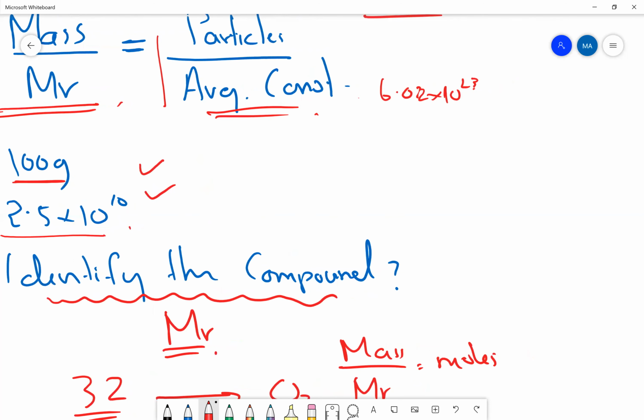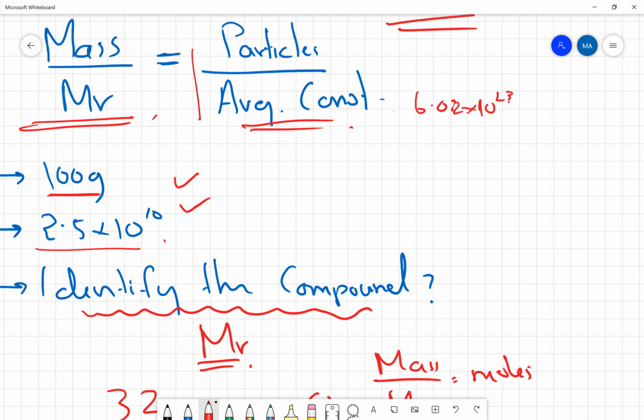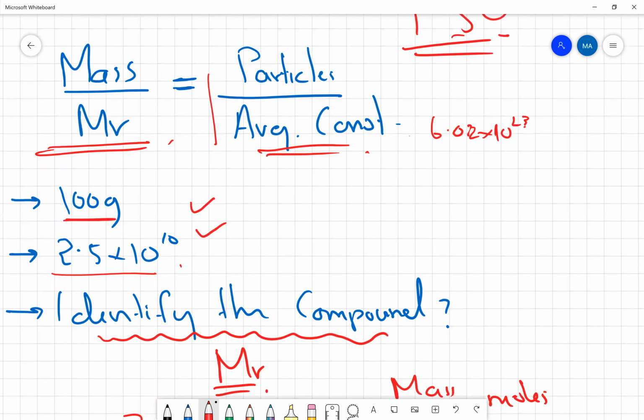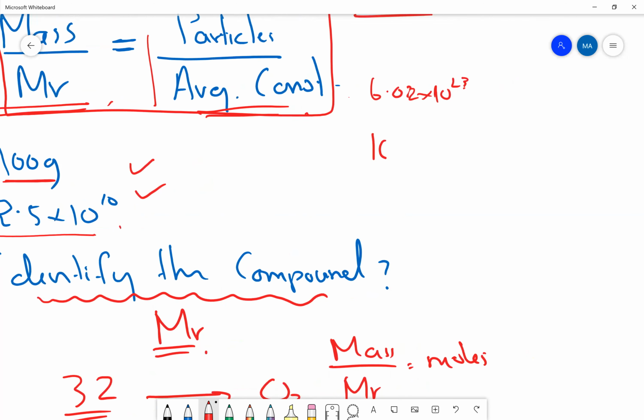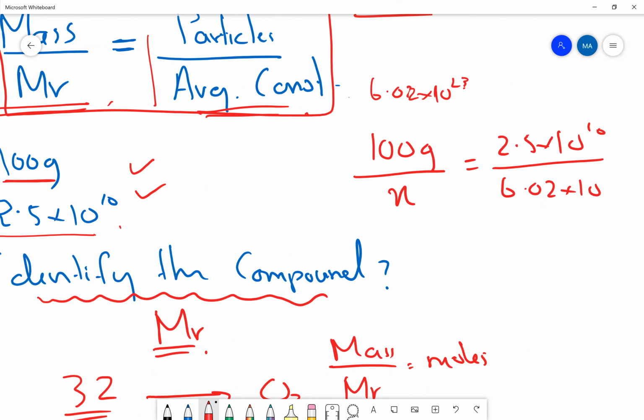So what you need to do now is use these formulas together. Using this combination here will get you the MR. Try karte hain. Let's put the mass here, 100 grams. MR, let's put it X. Particles, 2.5 times 10 to the power of 10. And Avogadro's constant is 6.02 times 10 to the power of 23. Simply cross multiply the values and you'll get the value for X.